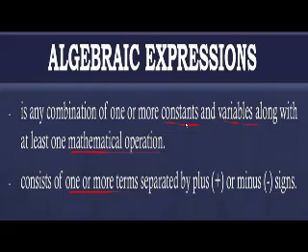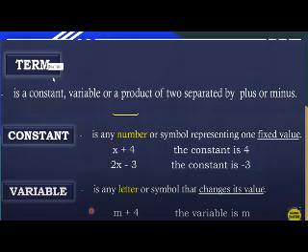Okay, so what does constant mean? An algebraic expression is nothing but a combination of constants and variables, right? So first let us know what terms are. A term is a constant, a variable, or a product of the two, separated by a plus or minus sign. Let us first see what a constant is, because in terms also they said constant, and in the algebraic expression also they are saying one or more variables and constants, right?